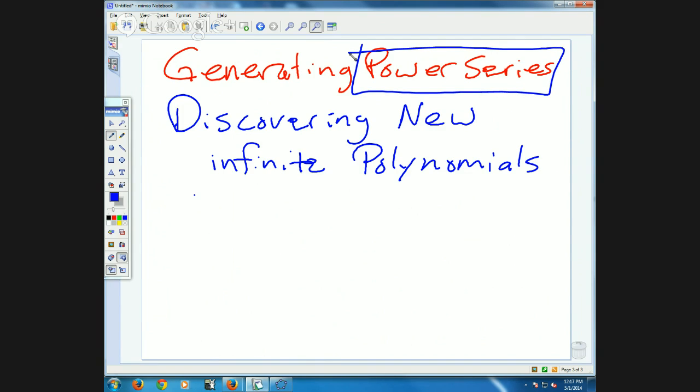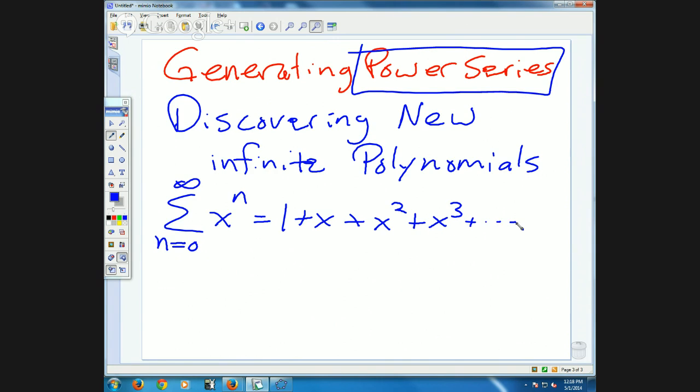The most basic one we've generated so far was the sum as n goes from 0 to infinity of x to the n, which is just 1 plus x plus x squared plus x cubed, dot, dot, dot. And we know because that's a geometric series that that converges to 1 over 1 minus x if the absolute value of x is some number less than 1. That was our starting, our first power series.